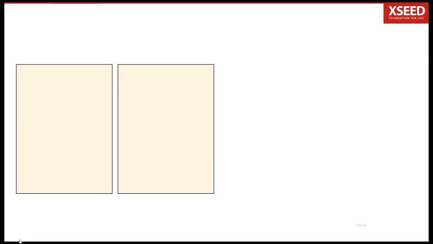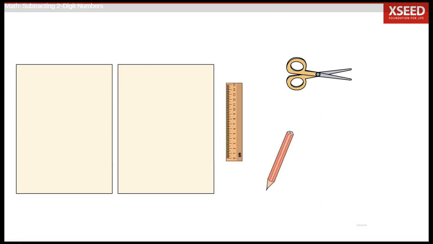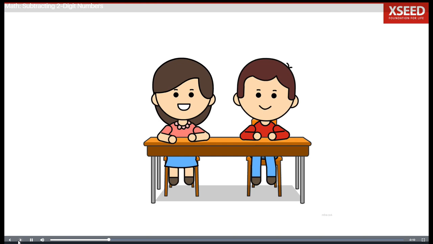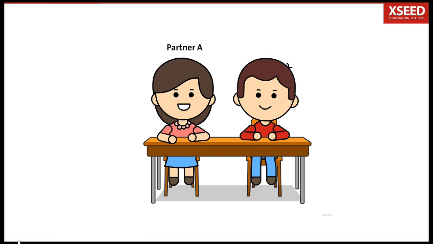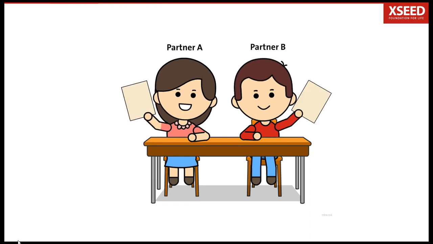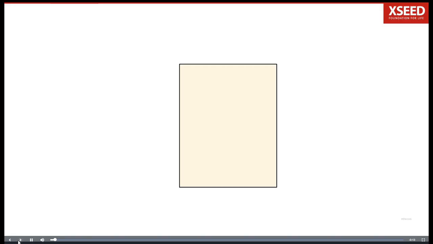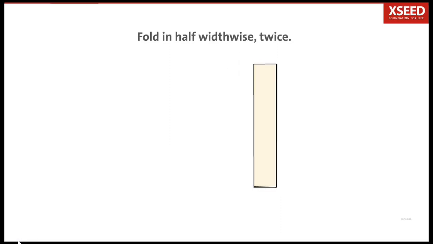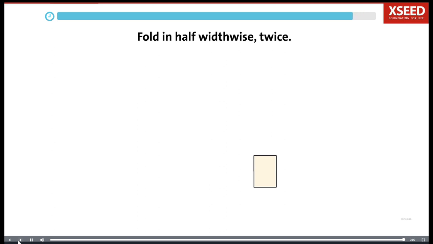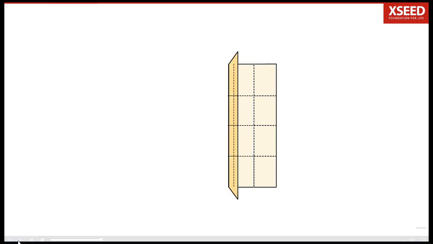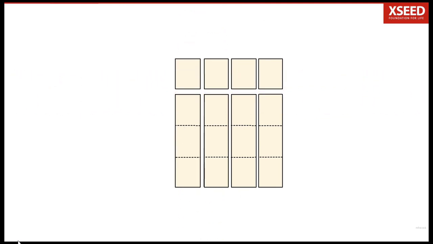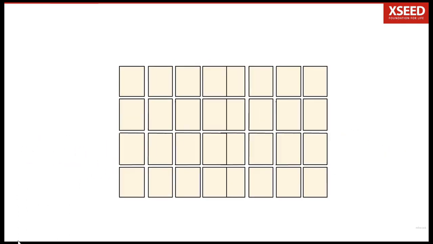Take 2 sheets of paper, a pair of scissors, a ruler, a pencil, and an eraser. Get into pairs. One of you is partner A, and the other is partner B. Take a sheet of paper each. Fold the sheet into half, lengthwise, twice, like this. Now fold it widthwise, twice, like this. Open the folds. Using the pair of scissors, cut along the fold lines. You will each get 16 slips of paper. So, each pair will have 32 slips of paper.